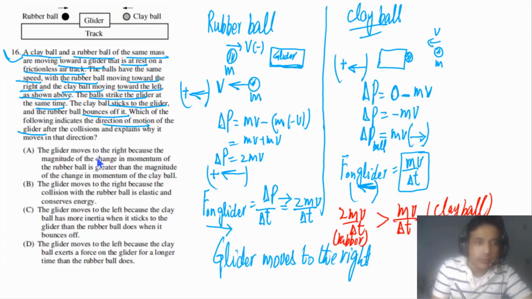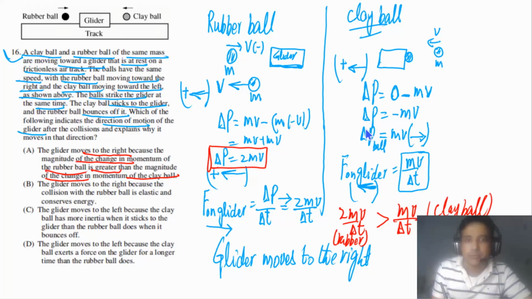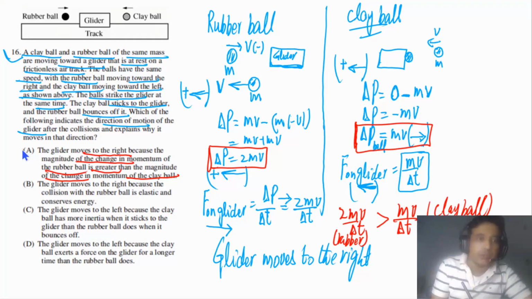If you look at the given options, for option A, glider moves to the right. Yes, this part is right, because the magnitude of change in momentum of the rubber ball is greater than the magnitude of the change in momentum of the clay ball. That's right, because this change in momentum is greater than this change in momentum. So option A is correct. The rest of the options are incorrect. So the answer for this question is A.